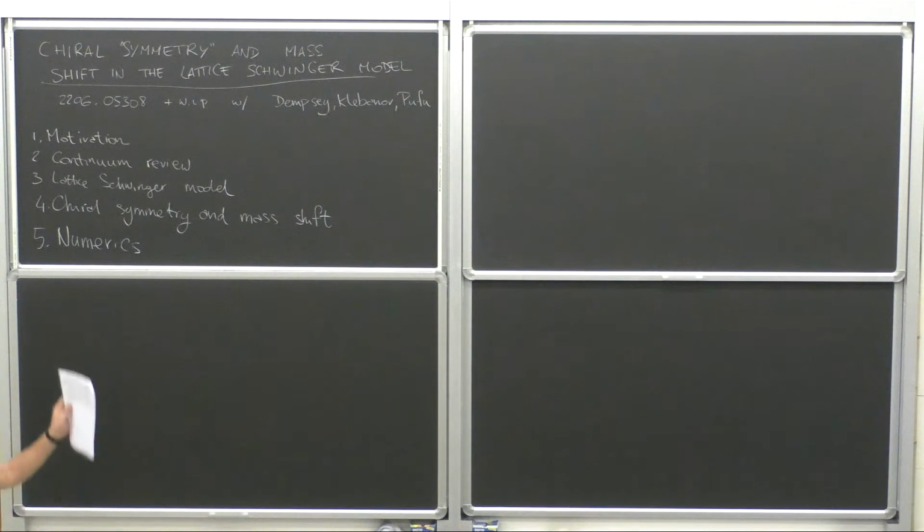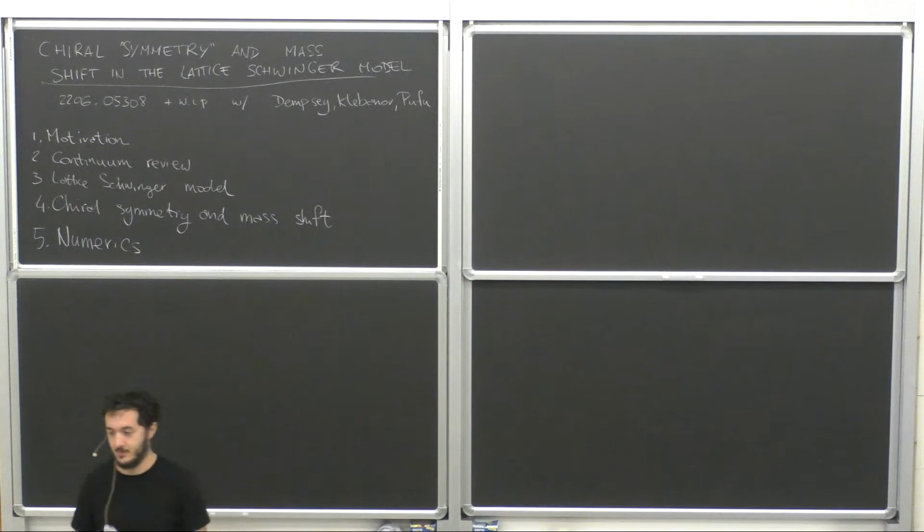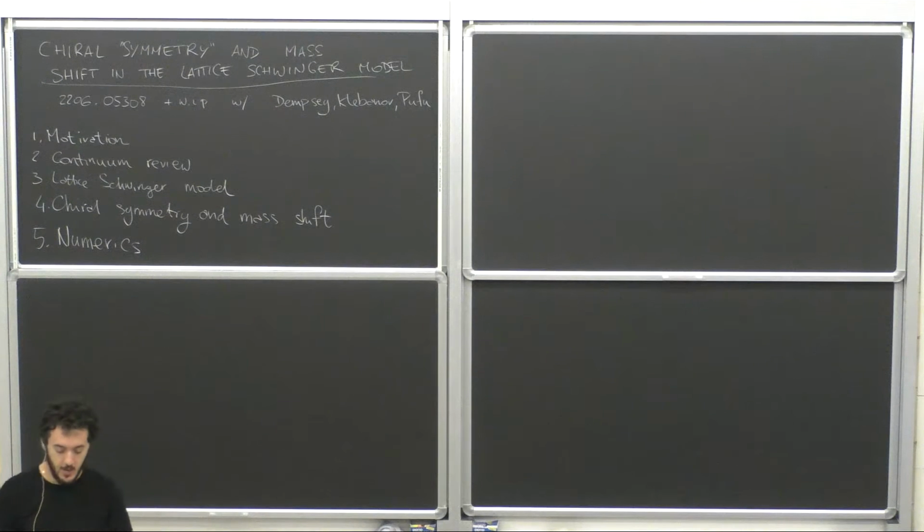First disclaimer, as you see, there's a quote-unquote about symmetry, because most of the time I'm going to be talking about a symmetry which is anomalous, so it's not a symmetry. So I should say chiral anomaly maybe. But sometimes I will talk about a symmetry which is indeed a symmetry. I will make sure to point out what I'm talking about. So what is the Schwinger model?